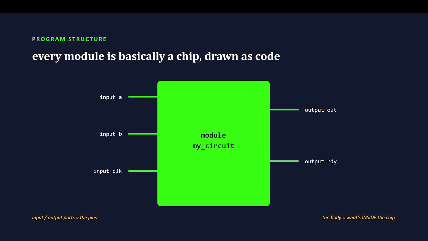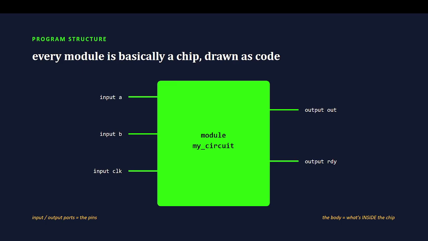Program structure module. Okay, topic switch, same episode, second half. Let's talk about program structure, how a Verilog module is actually organized. Here is the cleanest way to think about this. A Verilog module is basically a chip and you are writing its data sheet in code form.